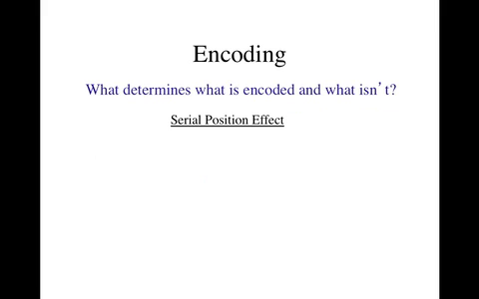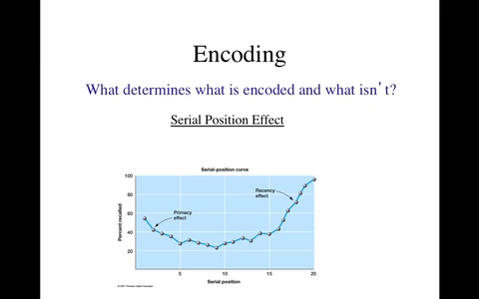What else determines what's encoded? So attention is one thing. What else might be a factor in terms of encoding long-term memory? So we discussed the serial position effect, which is when people have to learn a long list of words, there's often a U-shaped function in terms of when they heard the word and how well they remember it.